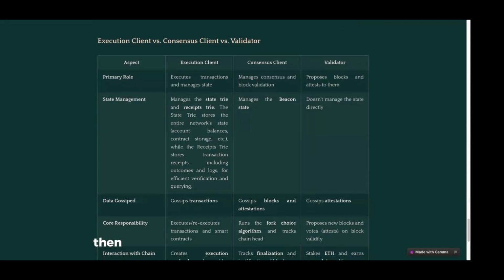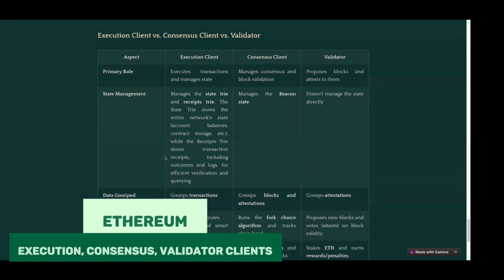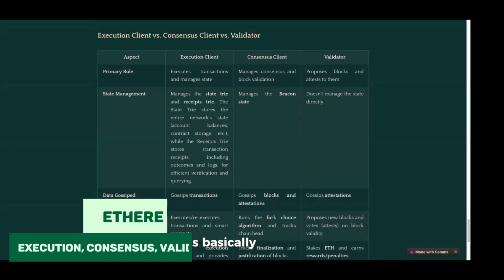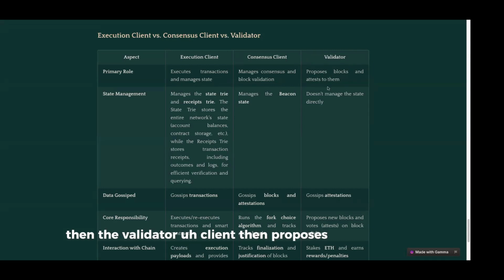Then, yeah, so more into the clients, their roles basically. So the execution client, consensus client, and validator client. In terms of their primary role, the execution client manages states and executes transactions, while the consensus client manages things that have to do with agreement, consensus basically, and block validation. Then the validator client proposes blocks and attests to them.